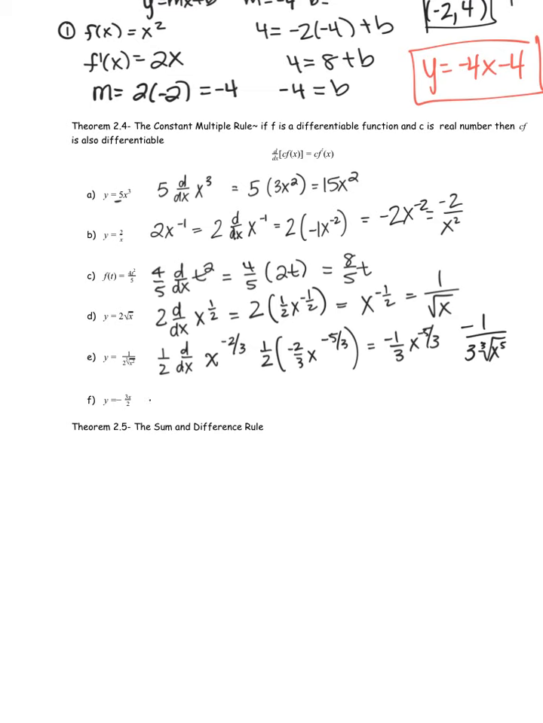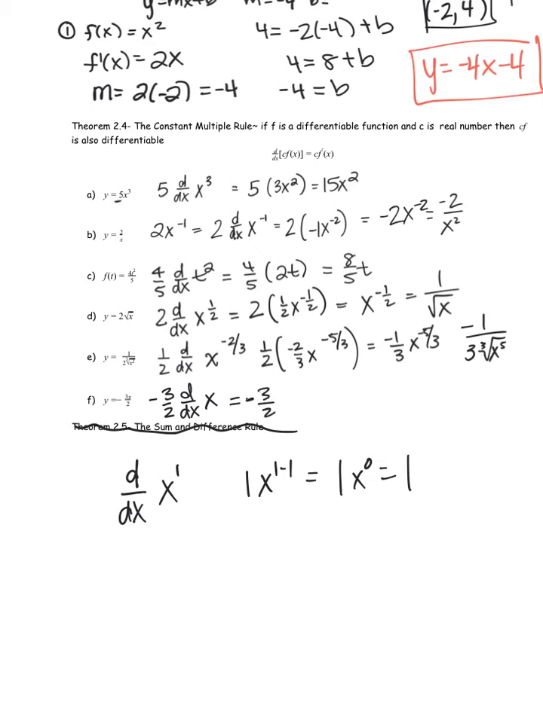Okay. Next one, our constant is negative 3/2. x is our function. The derivative of x is just 1. Here's the reason. Ignore that, that's on the next page. So the derivative of x to the first is going to be 1x to the 1 minus 1, which is x to the 0, which is just 1. So the derivative of x is just 1. So I get negative 3/2 times 1, which gives me negative 3/2. Okay?